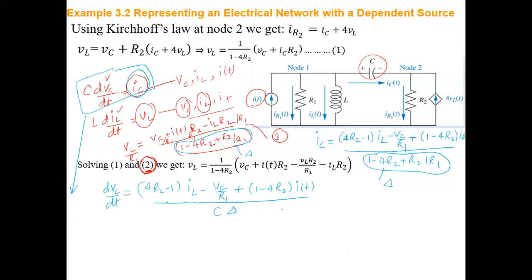Okay? Then similarly, you have L di over dt. So I'm gonna get something similar to this guy. I'm working on this guy now. So L, you can take it down again. So what is your VC? VC, not VC, VL. VC over R1. Oh, not the R1, because we have a VC, right? VL, right? Not R1. So I'm gonna get rid of R1 now.